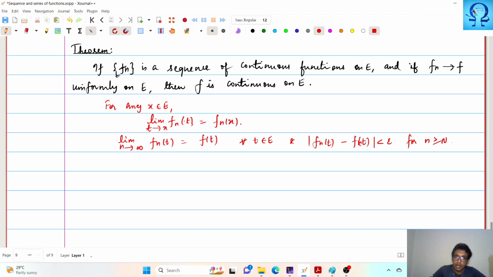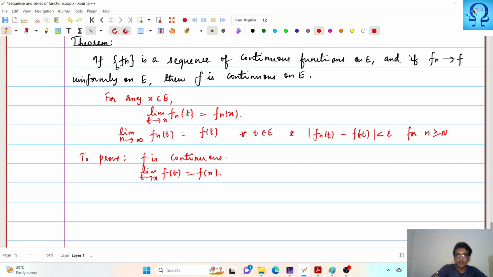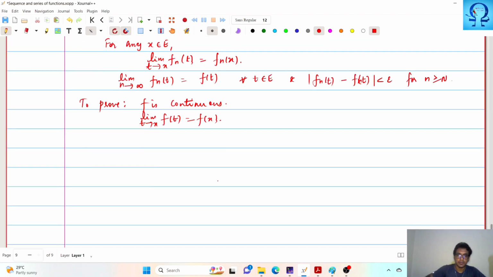And what should we prove? We will have to prove f is continuous. So one of the equivalent statements of continuity is limit t approaches x, f of t is the same as f of x. Is it enough to prove this statement?